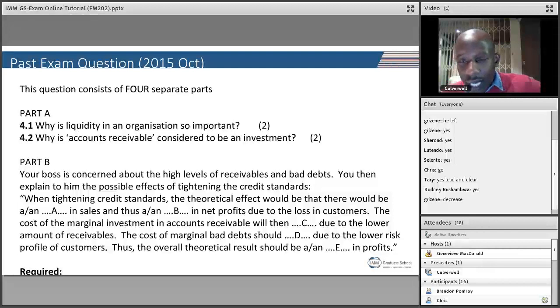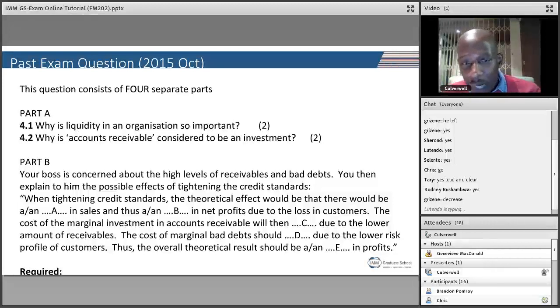Remember, when you're tightening credit standards, for some reason we are human beings and companies are being run by human beings. So when you are reducing the credit period from 45 days, for instance, to 30 days, other people feel they're going to be pressured to settle these amounts. So other customers would actually choose not to buy on credit. So whenever you tighten credit standards, we expect the sales volume to decrease. So your A will be a decrease. Thus, a decrease in net profits due to the loss in customers.